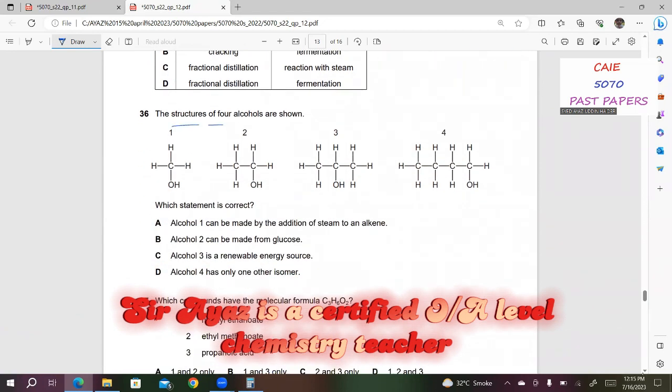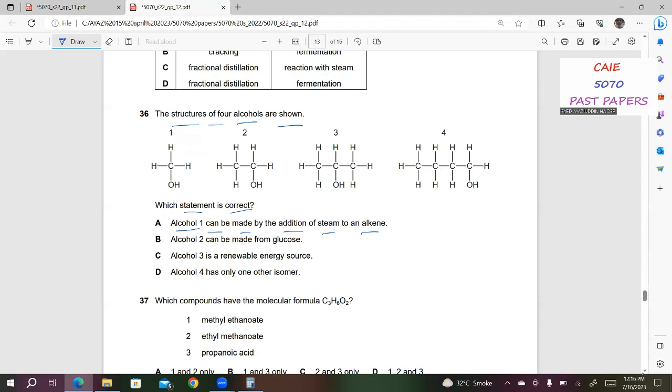36. The structures of 4 alcohols are shown. We have 1, 2, 3, 4. There are 4 alcohols. Which statement is correct? A. Alcohol 1 can be made by the addition of steam to an alkene. You can't get alcohol 1 by addition of steam to an alkene because alkene starts with ethene, in which there must be 2 carbon atoms. So you can't get this from alkene.